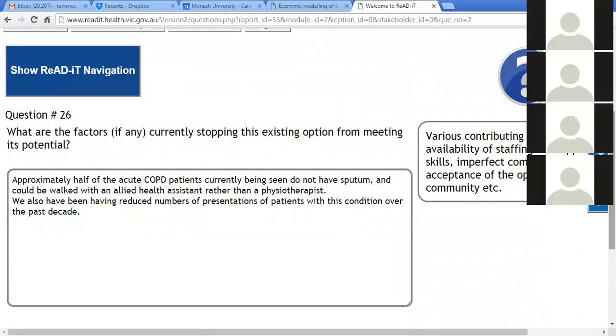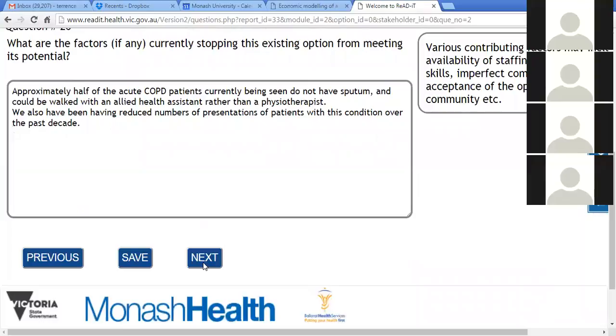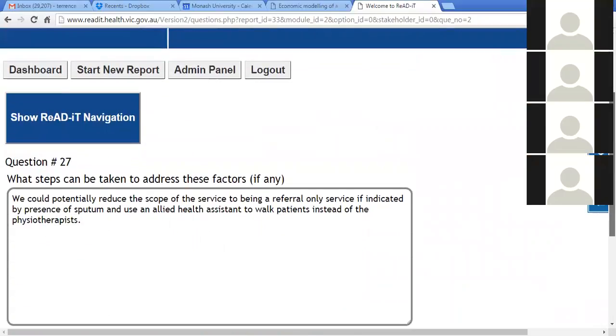And when we see the patients, if we're not trying to clear their secretions, we're giving them a walk. And that walk can probably be done by someone other than a physiotherapist. It could potentially be done by an allied health assistant. The other factor, of course, as I mentioned before, is that we've got a reducing number of presentations of patients with this condition over the past decade. So there are some factors that change how well this service is actually working in real life compared to what it might be able to do in ideal circumstances.